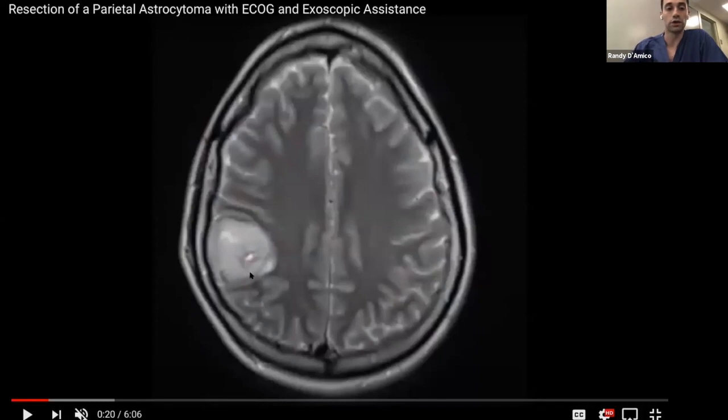So this looks like a grade 2 glioma to me. Again, we won't know until we have a tissue diagnosis. But the key here is that maybe a region right here is higher grade. And again, that's going to change our treatment. We don't want to under-treat these people.